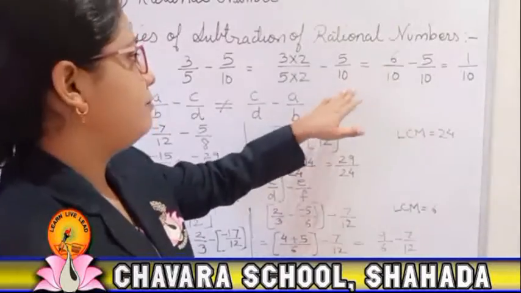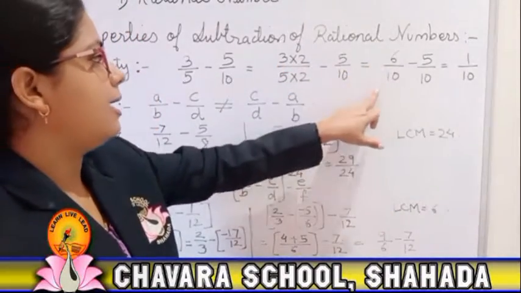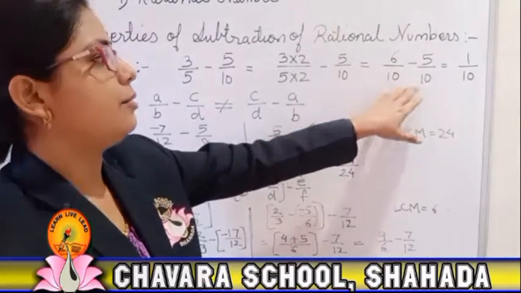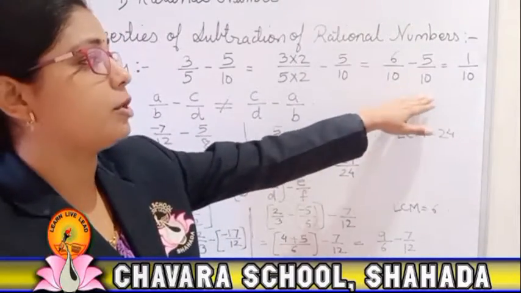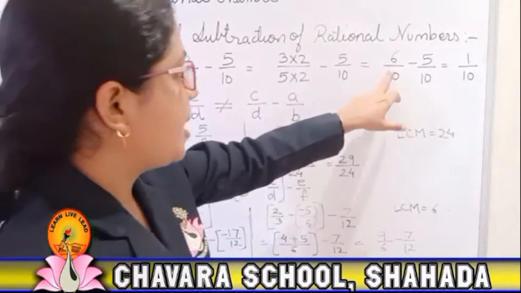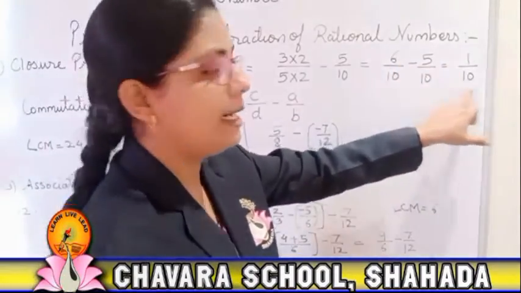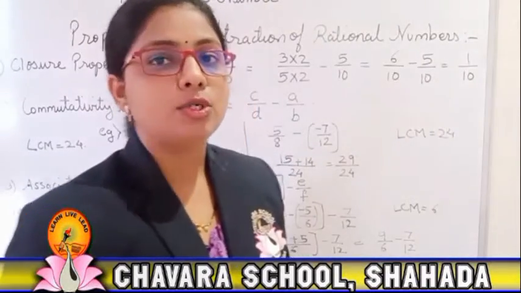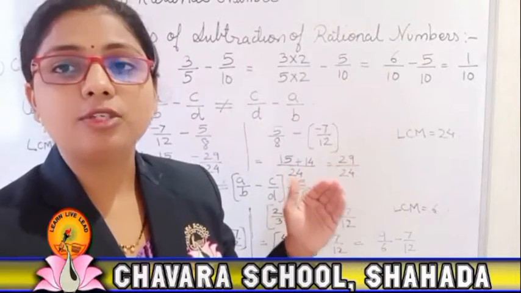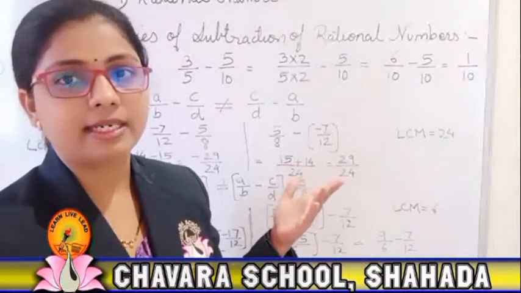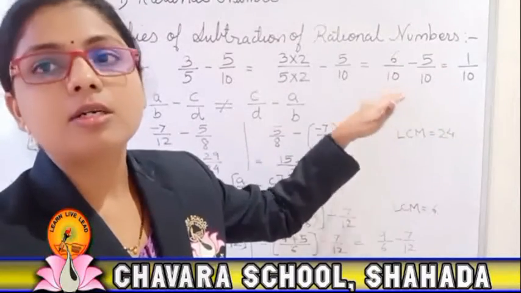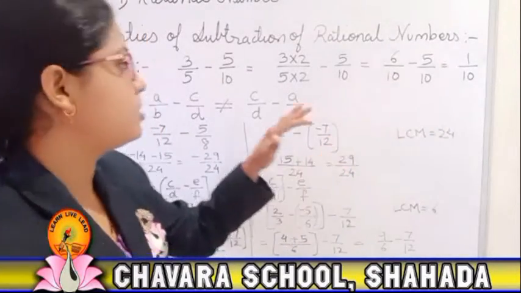Now 3 twos are 6, so we have 6 upon 10 minus 5 upon 10. Now you can subtract directly, because you can see the like terms are present. 6 minus 5 is 1, and in the denominator it is 10. So its answer is a rational number. Any two rational numbers, when they are subtracted, always give an answer that is a rational number. It's the closure property.